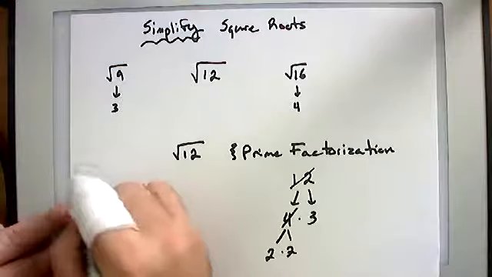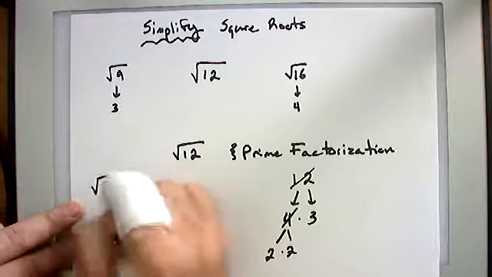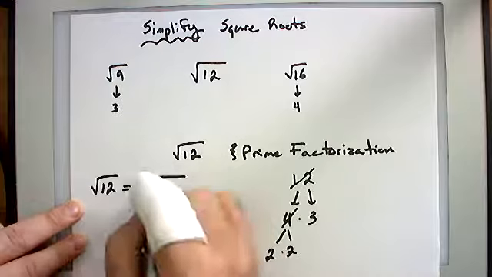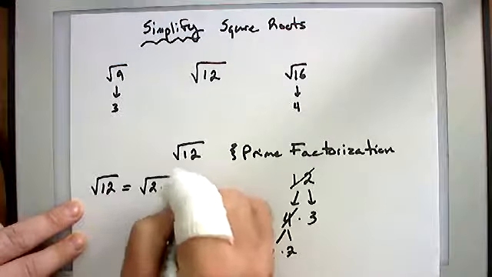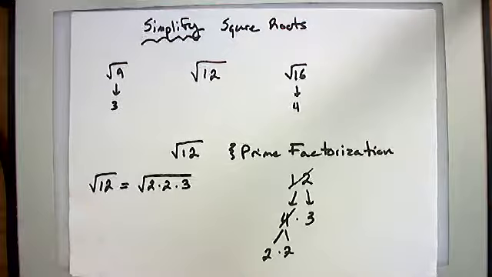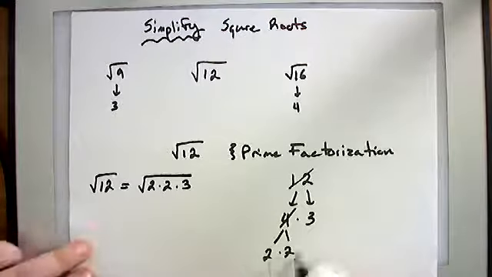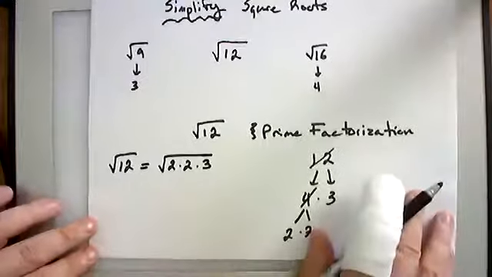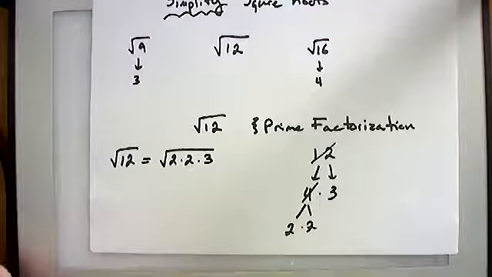So what I'm saying here is the square root of 12 is the same thing as the square root of 2 times 2 times 3, right? We all agree? 2, 2, 3. Now that's not simplified, that's just rewriting it a different way. You haven't simplified anything. Now here's where the new rules come into play.